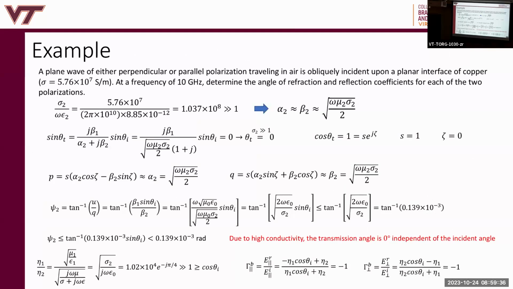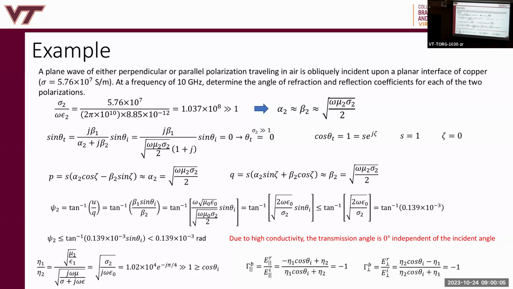Okay, we can do an example. A plane wave of either perpendicular or parallel polarization traveling in air is obliquely incident upon a planar interface of copper. So this is the sigma for copper at a frequency of 10 gigahertz. Determine the angle of refraction and the reflection coefficients for each of the two polarizations. All right? Okay.